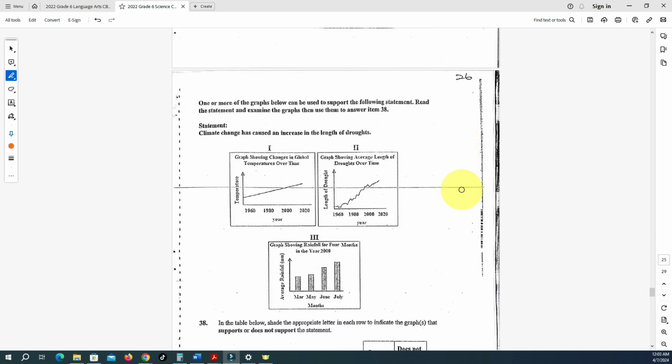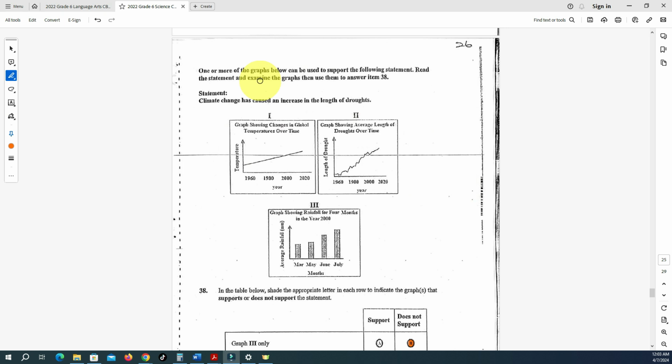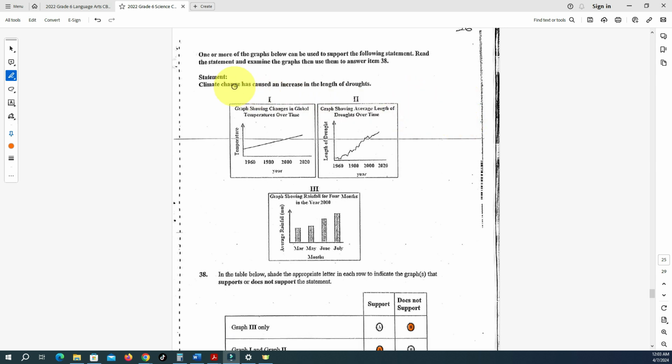All right, we're coming down to the end. So one or more of the graphs below can be used to support the following statements. Read the statement and examine the graph, then use them to answer item 38. Statement: climate change has caused an increase in the length of droughts. So we have graph 1 here and it's talking about temperature. So when we talk about temperature, just how hot or cold it is. Length of drought is here, so we know that this definitely is the length of drought. The drought would support that, and this is graph 2.